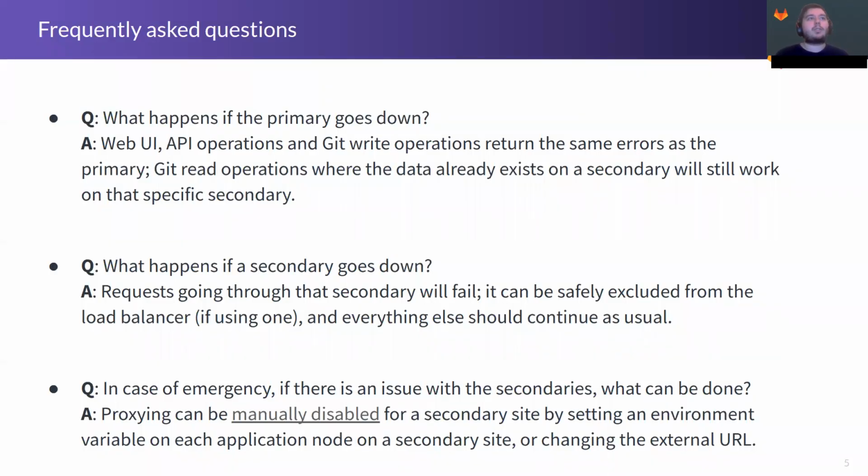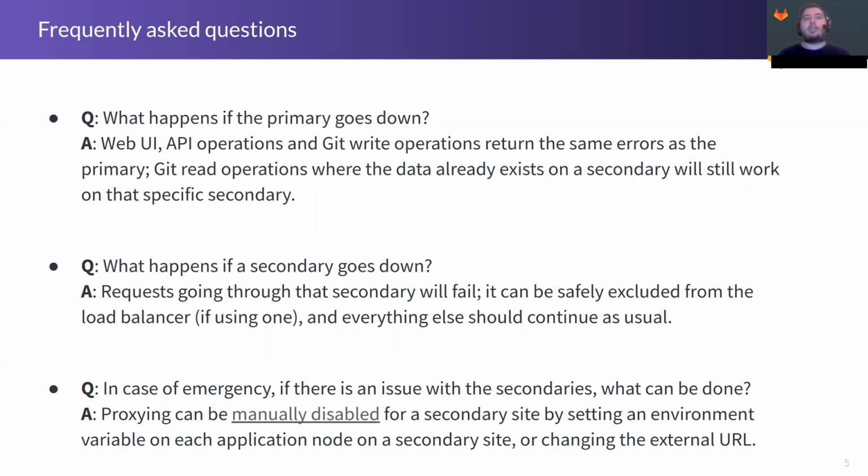Some frequently asked questions. First of all, what happens if you're using geoproxying and the primary goes down? Well, because all the secondaries now proxy those requests to the primary, and the primary is inaccessible, the web UI and API operations will fail, and also Git write operations will fail. They will return the same errors as you would get trying to access the primary.